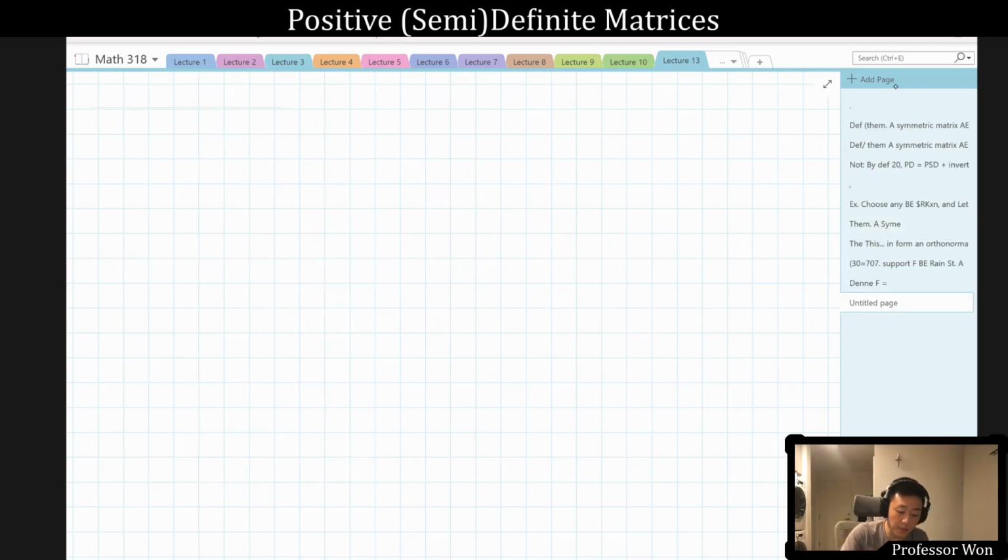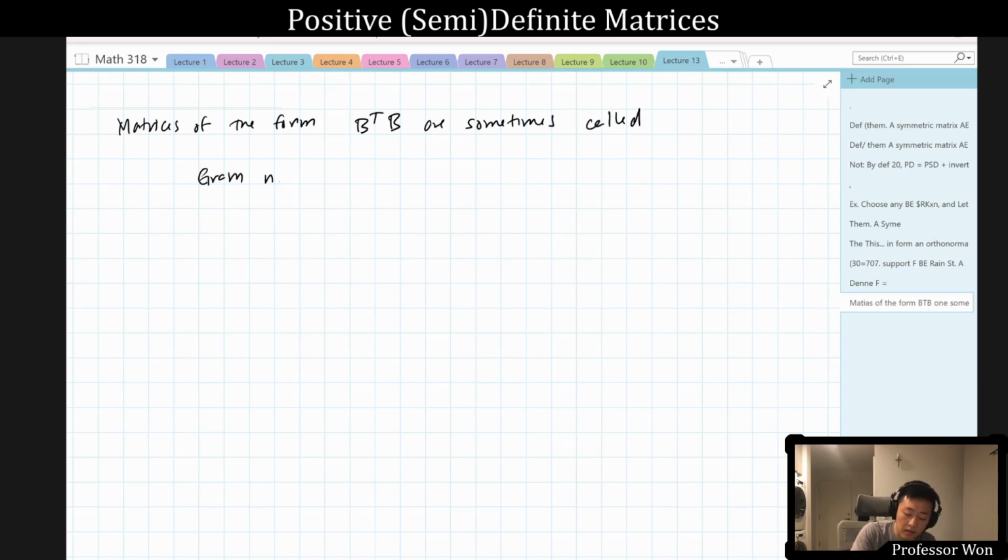Let me point out one thing, which is that matrices of the form B transpose B are sometimes called Gram matrices. But what we just proved is that those are exactly the same thing as the positive semi-definite matrices. So if you ever see the word Gram matrix, this is just the same thing as positive semi-definite matrices. Okay, they're sometimes called Gram matrices for historical reasons, or when you write them down, it's very obvious that they're B transpose B, right?